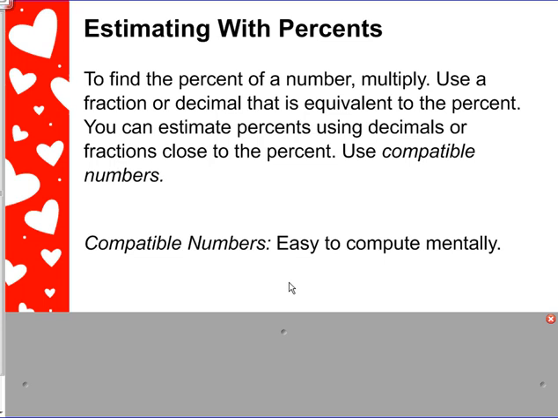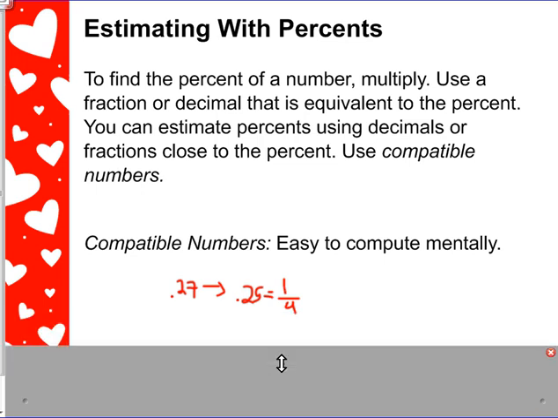So for example, if you had 0.27, you could turn that into 0.25, because that is very easy, because that equals 1/4, and that's a very easy number to work with. All right, so that would be an example of a compatible number.